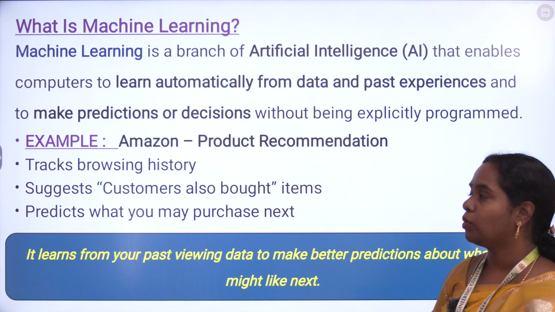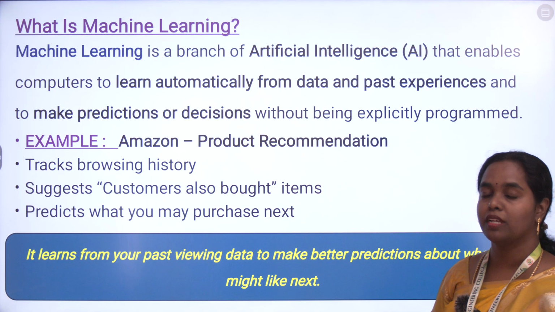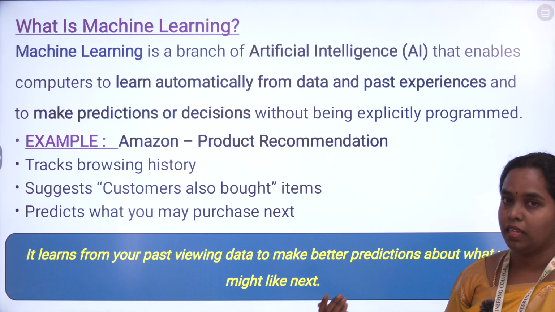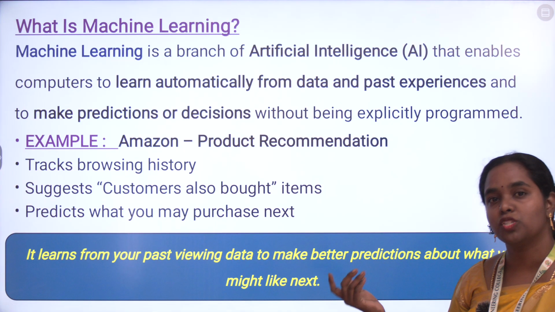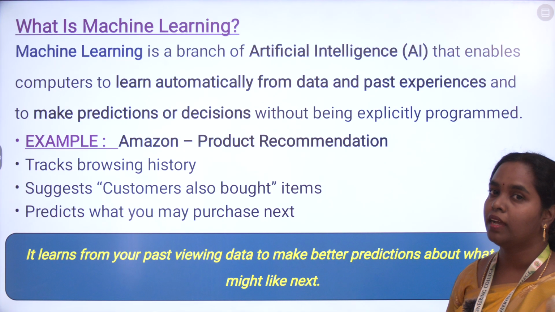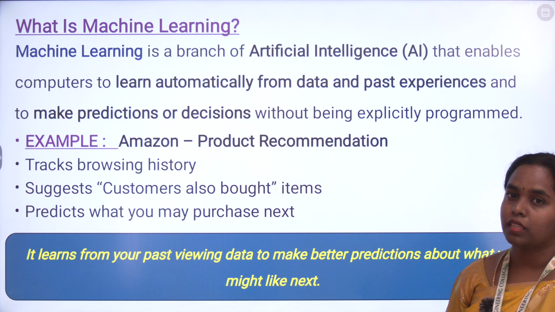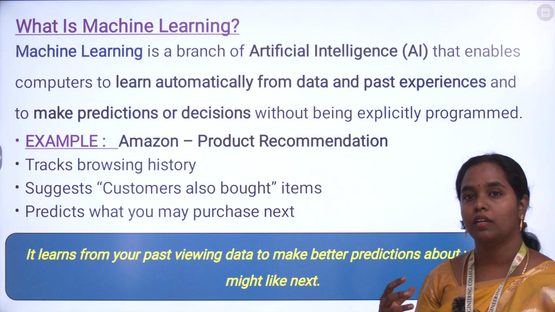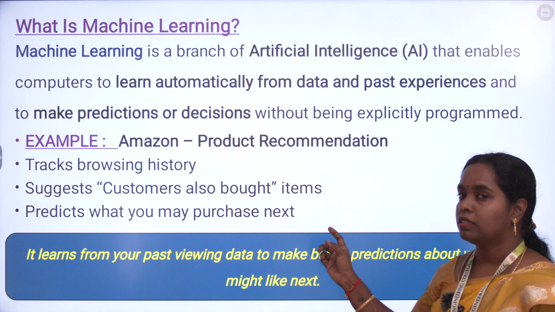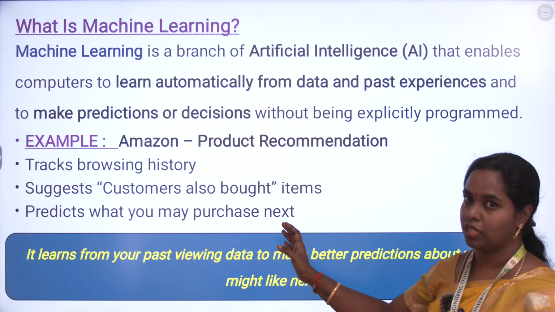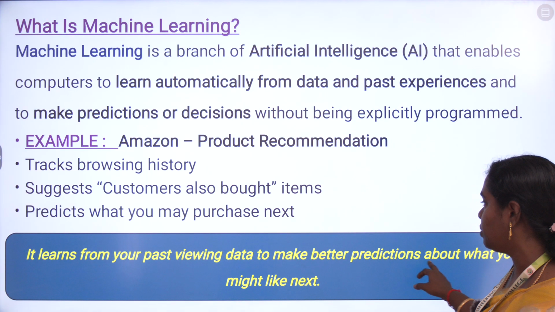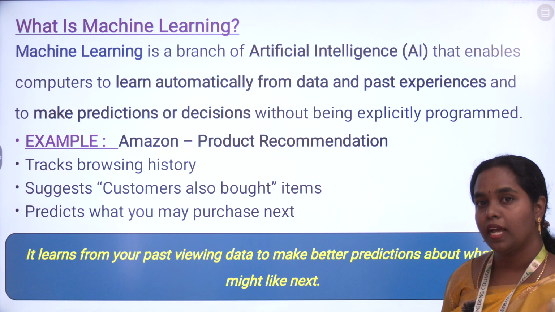This is the basics about machine learning. Machine learning is a branch of artificial intelligence that teaches the computer from past data, so it can take decisions based on past experience. Let us consider a real-time example, Amazon recommendation. Once you enter the Amazon app, it shows you items based on your past data. It is called machine learning. It learns from your past viewing data to make better predictions about what you might like next.